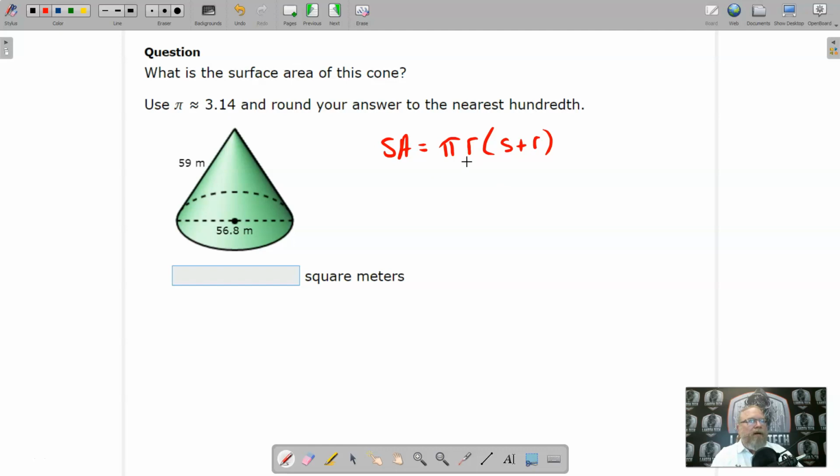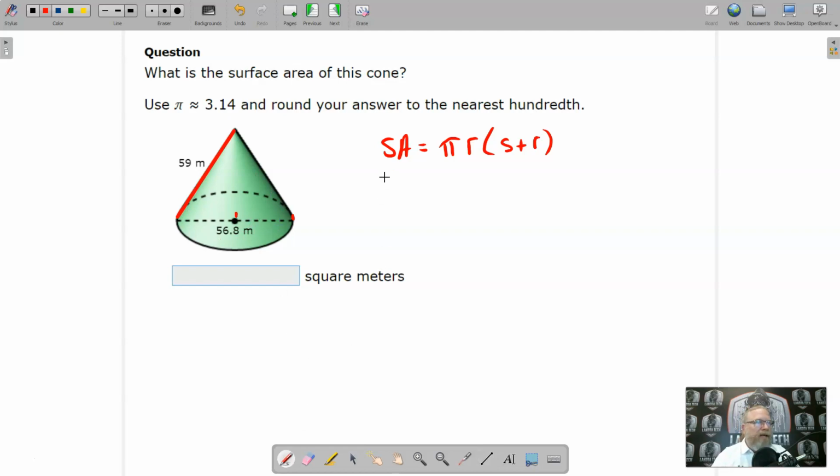So where, in this case, we know what pi is. R is going to be the radius, which is going to be the distance from here to here, the circle part of it. And then S is for slant. And whenever we're talking about slant, we're talking about this measurement right here, from the apex of the cone down to the bottom of the cone, which would be the circumference of the circular base.